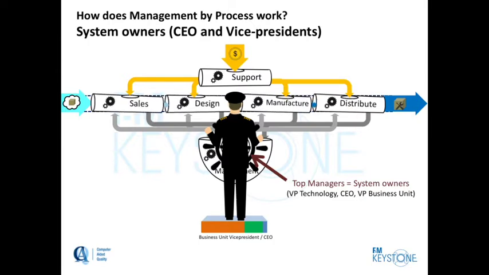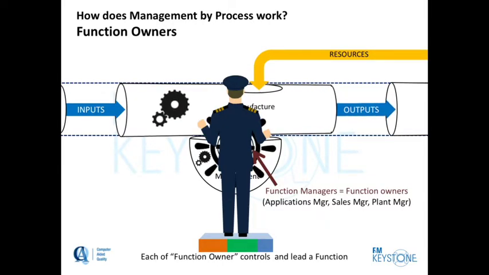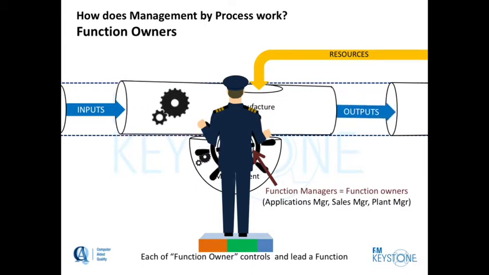Top management, that are the CEOs, the vice presidents, are the captain of the ship, which is process approach thinking, as the system owners. But they have a second level in command, which are the function managers, or close to location managers, known as the function owners, and they steer smaller parts of the company. The function owner controls and leads a function, so the head of a location is probably a function owner.